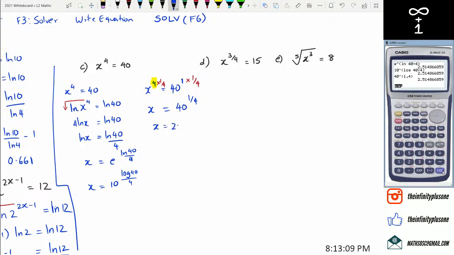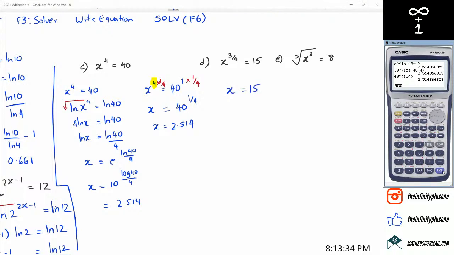So this is what I meant by the long method versus the shortcut method. The shortcut method is basically you take the power to the other side and you flip it. You literally flip it. That's all you've got to do, and you're done and dusted. Let me show you how fast we're going to do question D. Because it's 3/4, we're just going to write x is equal to 15 to the power of 4/3. That's it, we're done. So x is equal to 15 to the power of 4 over 3.